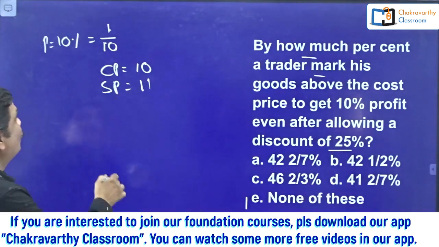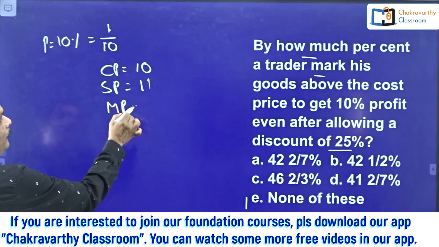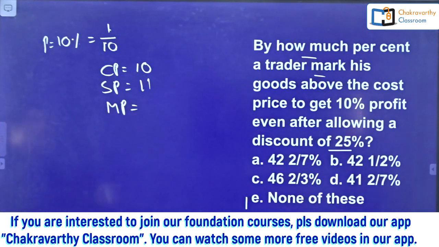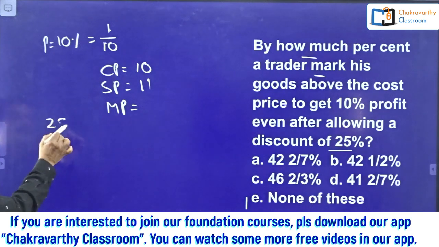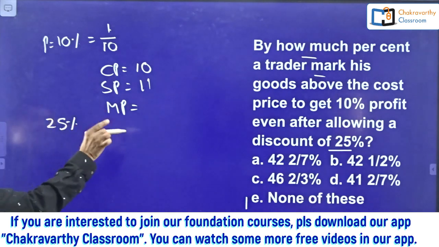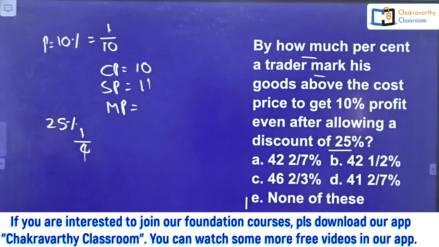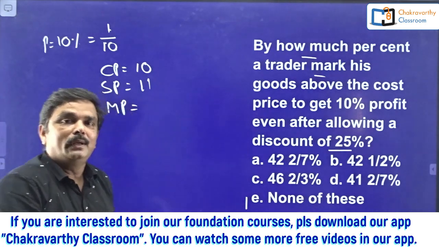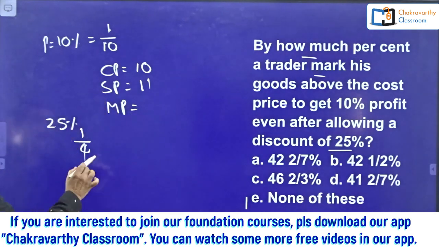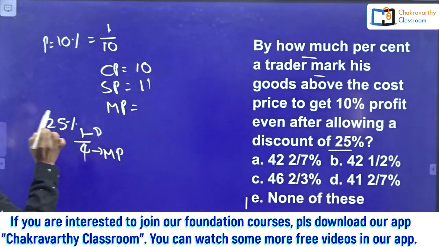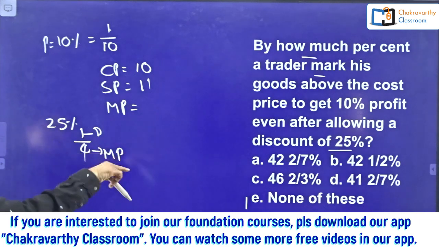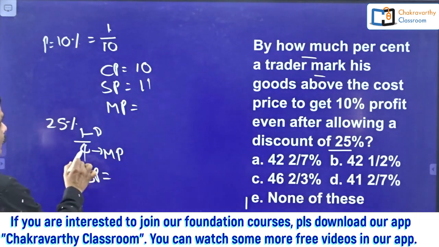Alright, but when you go to the mark price here, I am directly going with the shortcut. Here discount is 25%, so 25% is 1 by 4. How would you interpret this 1 by 4? Well, because this is the discount, here 4 is the market price, 1 is the discount. In this case, selling price is 4 minus 1, 3.